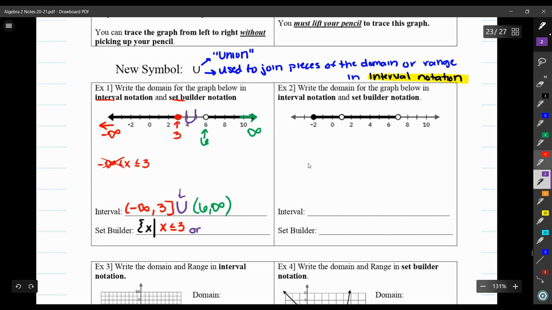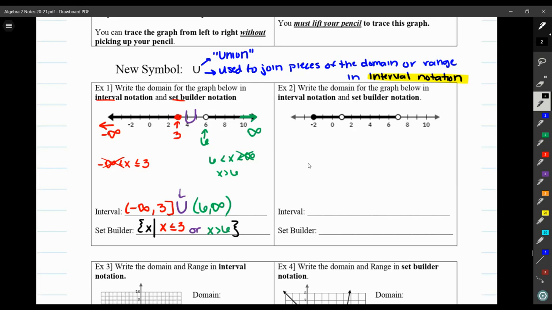Then we can do the right side. The right side would be 6 less than x less than infinity. Drop the infinity sign, and we have to flip this around, so we have x greater than 6. So in set builder, we use the word or to join our two inequalities together. Interval notation uses the union symbol. Set builder uses the word or.